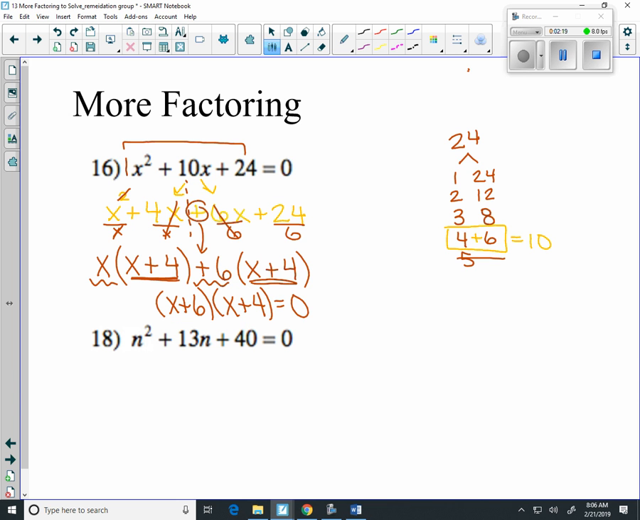And then in order to find our solutions, we're going to take each one of those little baby equations and set them equal to 0 and solve. So I'm going to subtract 6, and I'm going to subtract 4.